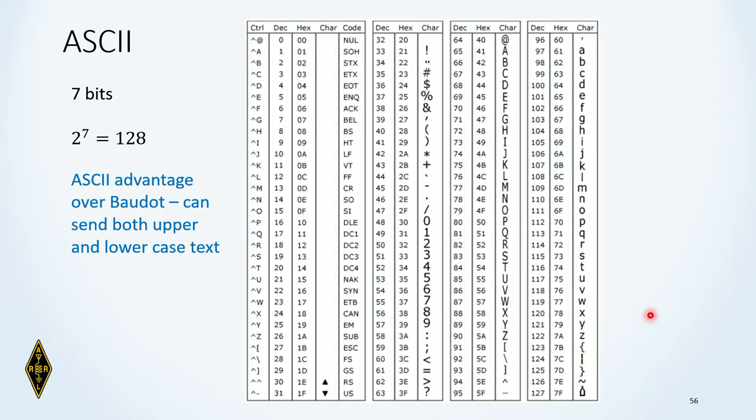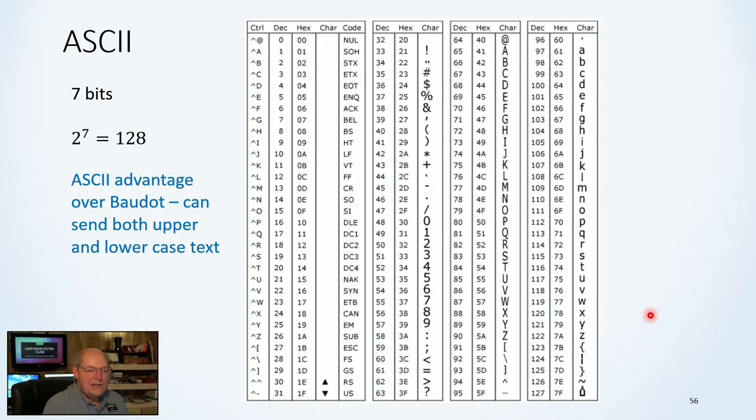Now, speaking of uppercase and lowercase, remember that type case that I showed you before? Well, it had separate sections. The upper part of the case was caps. The lower part of the case was for the small letters. So thus uppercase and lowercase. So another little factoid that you probably never knew. So ASCII's advantage over Baudot is that it can send both upper and lowercase text.